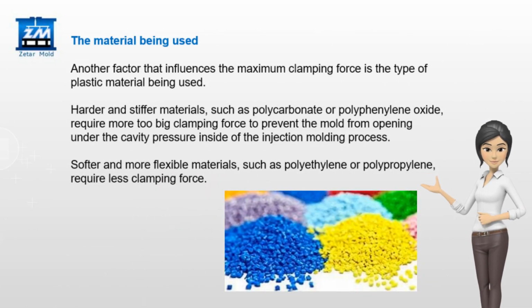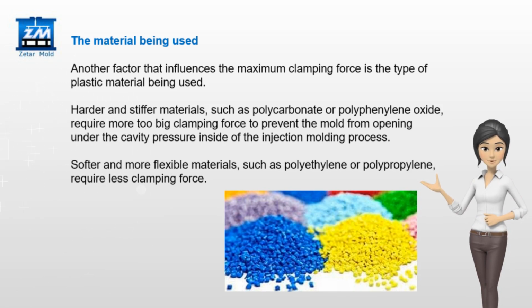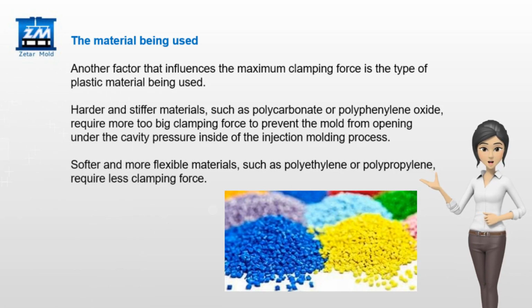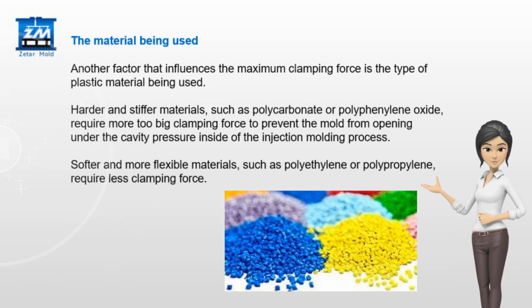The material being used. Another factor that influences the required clamping force is the type of plastic material being used. Harder and stiffer materials, such as polycarbonate or polyphenylene oxide, require more clamping force to prevent the mold from opening under the cavity pressure inside the injection molding process. Softer and more flexible materials, such as polyethylene or polypropylene, require less clamping force.